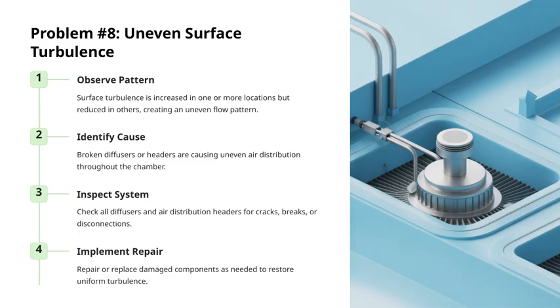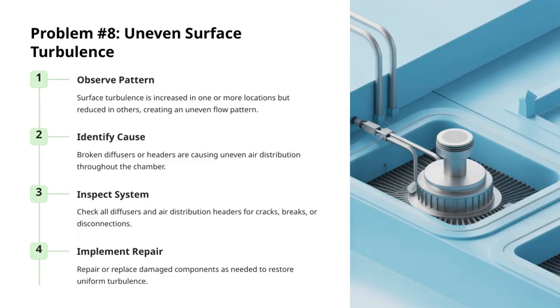Then, we need to inspect the system thoroughly. This means checking all diffusers and headers carefully for cracks, breaks, or disconnections. Sometimes, damage can be subtle, so a detailed visual inspection is essential to catch all potential problem areas.